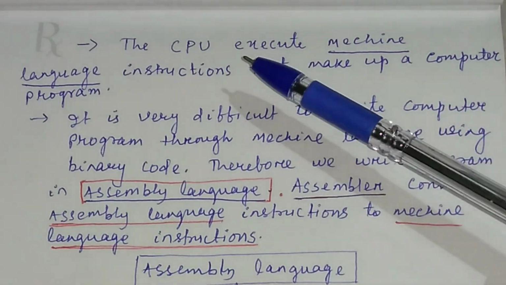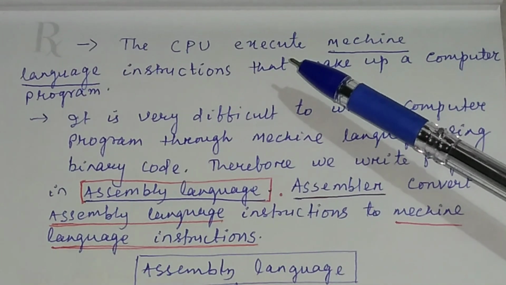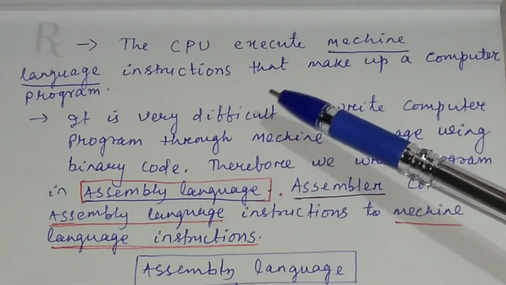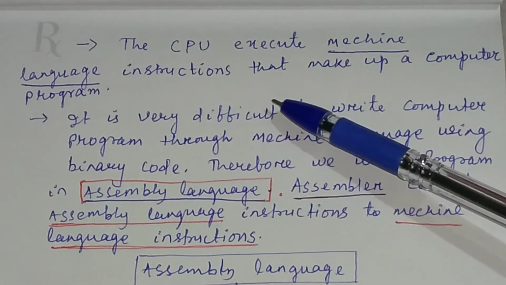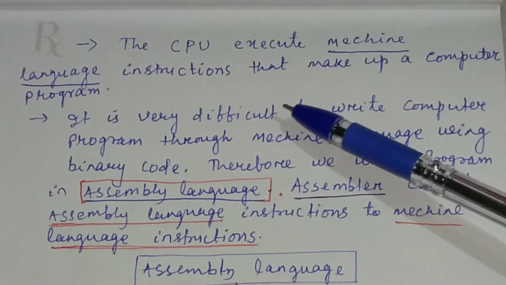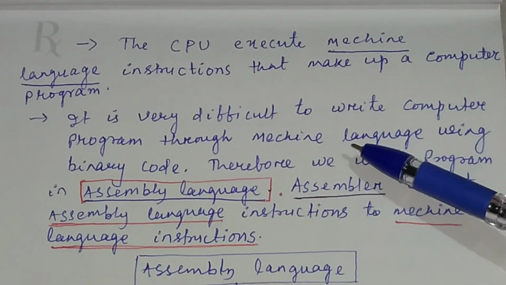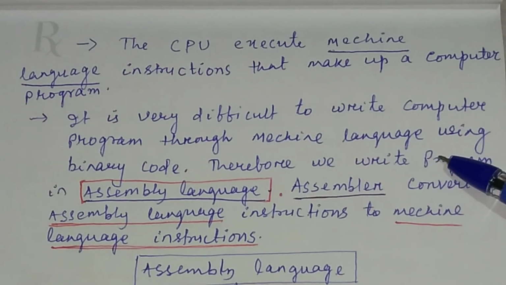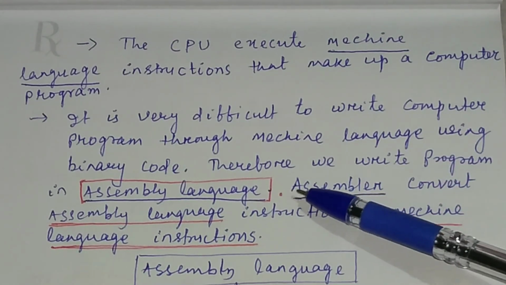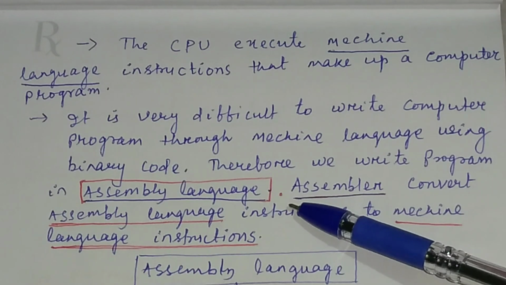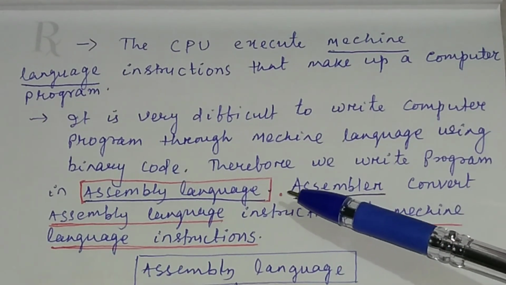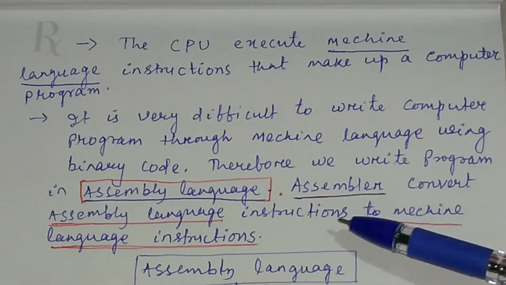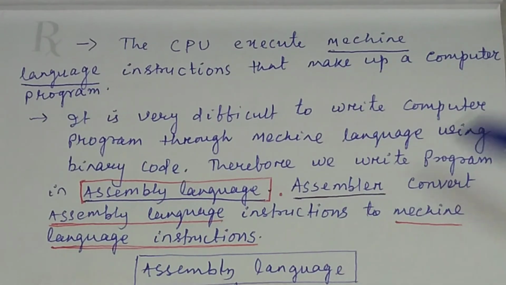The CPU, or central processing unit of a computer, executes machine language instructions that make up a computer program. Machine language means language formed by 0 and 1, or binary code. It is very difficult to write a computer program in machine language using binary codes. Therefore, we write programs in assembly language. What is assembly language? Assembly language is basically a human readable language. An assembler converts assembly language instructions to machine language instructions.